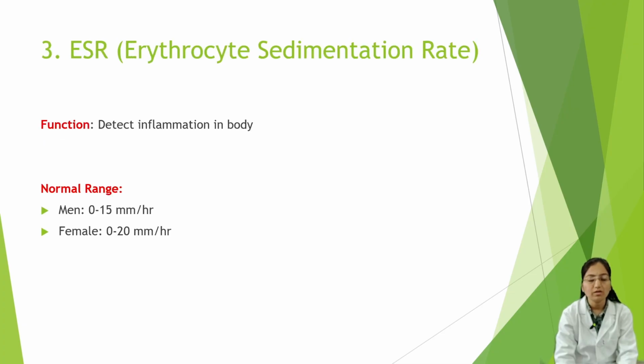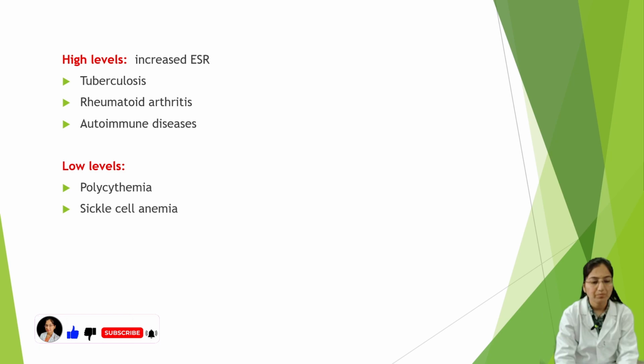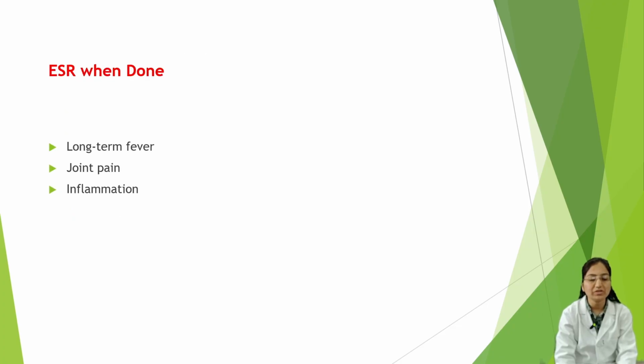We'll move to the next one, ESR, erythrocyte sedimentation rate. The function of ESR is to detect inflammation in the body. The normal range is 0 to 15 mm per hour in men, and in females 0 to 20 mm per hour. Next, ESR increased means the person may have tuberculosis, rheumatoid arthritis, and autoimmune diseases. Low levels are seen in polycythemia and sickle cell anemia. The ESR test is done if the person has long-term fever, joint pain, or inflammation.